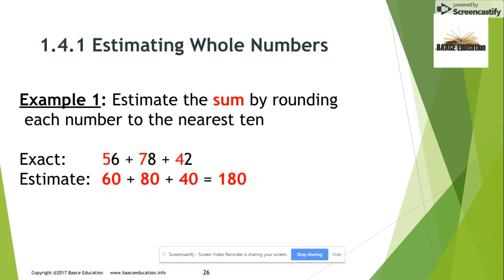So let's do the following example. Example 1, estimate the sum by rounding each number to the nearest 10. 56 plus 78 plus 42. So 56 to the nearest 10 is 60, 78 becomes 80, 42 becomes 40, and the total sum is 180.